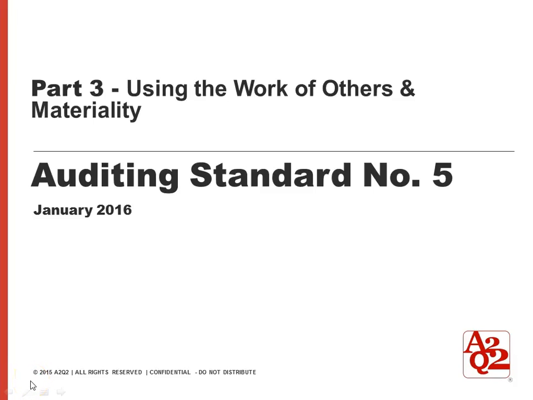Welcome to Part 3 of Auditing Standard number 5. AS5 has over 100 pages, which is really daunting for the layperson. I'm going to make it easy to understand. It's the Cliff Notes version, essentially. In this session, we cover using the work of others and materiality.